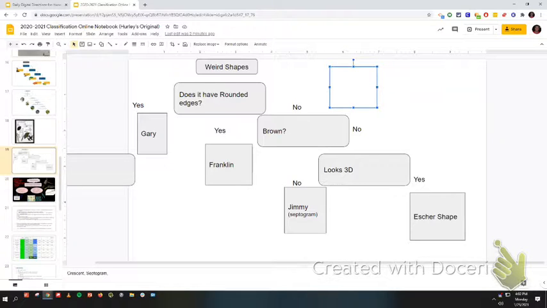And tomorrow we'll do some practice pages. We'll look at writing these and turning these into more of a written out, step-by-step dichotomous key, but at least now you understand the general idea of what dichotomous keys are and how they work.